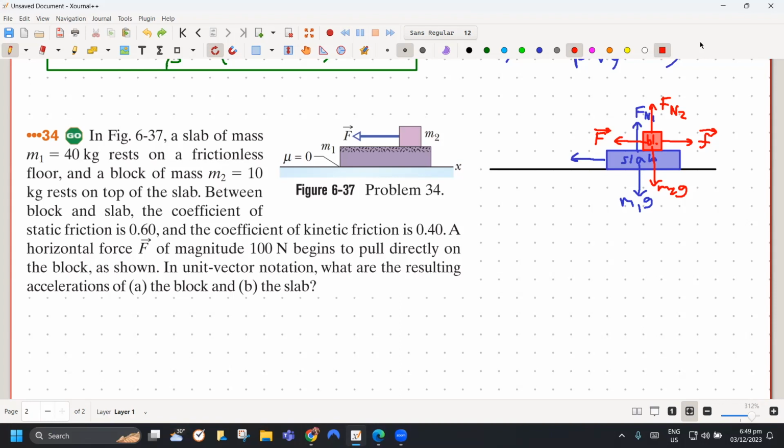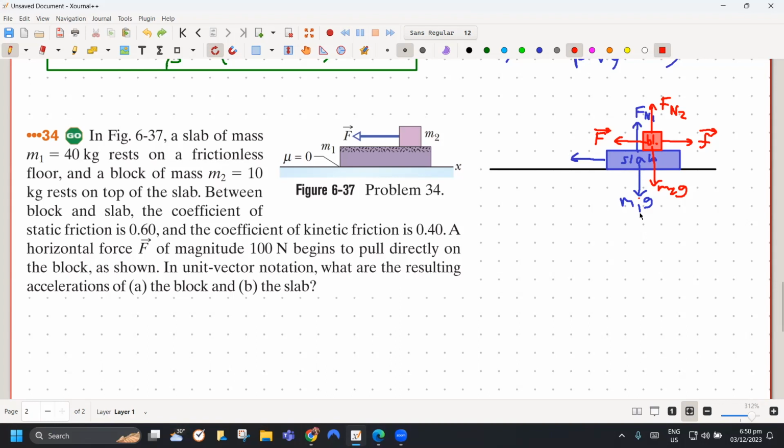It's gravity and also the block's gravity and the normal force and whatever the block is doing. So let's say like may friction nga mo, it should reflect on the slab. Okay, so yung vertical forces would be yung normal force from the floor. Ano pa? It's gravity and yung gravity ng block.